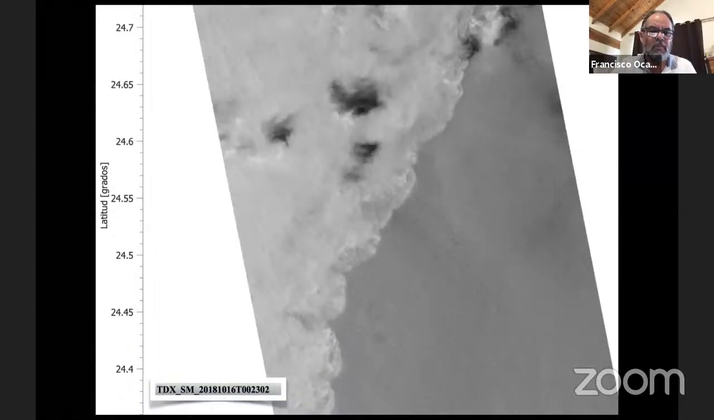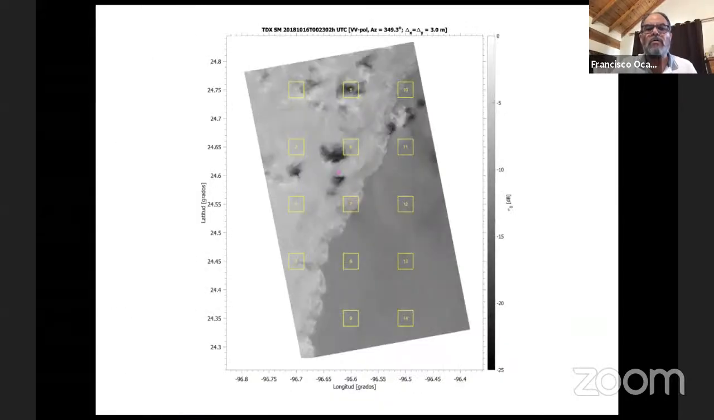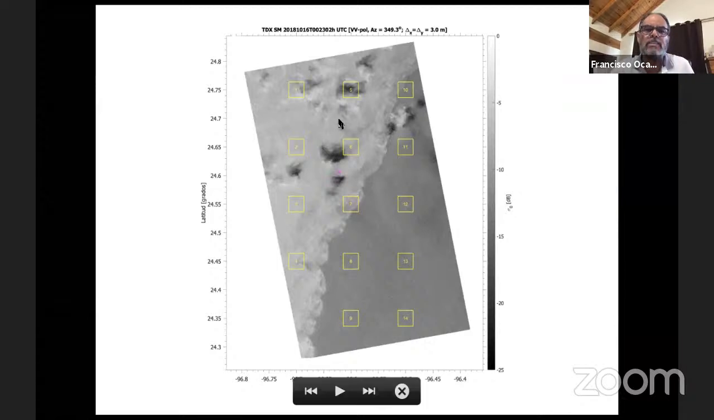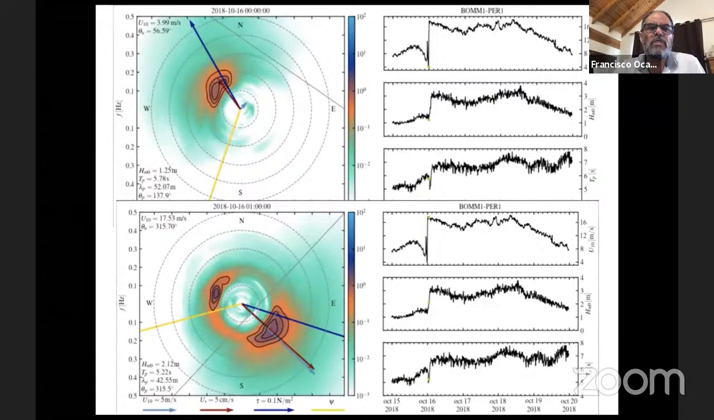And another example is the 16th of October 2018, when there was also another cold front. And in this case, at the time of the SAR image acquisition, the buoy was at this magenta cross. But we managed to estimate wave information in all these sub-images. And we can just show you the results of the directional wave spectrum from the buoy just before the front gets over the actual buoy.